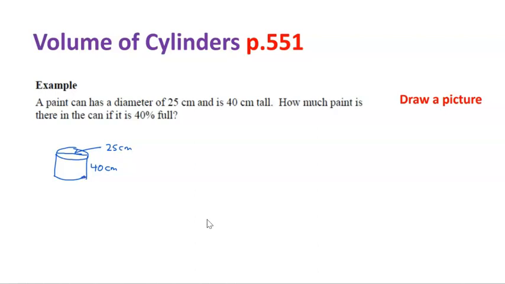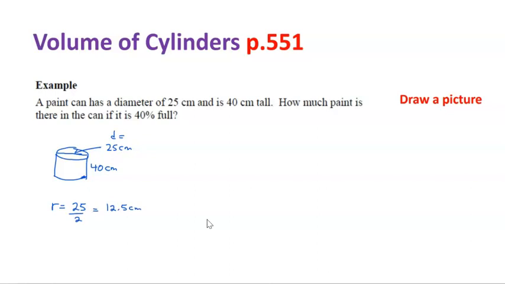What we can do here is determine how much is in there if it's 100% full first, and then we can calculate 40% of that. That would be a good strategy. What we have here is a diameter, and we need the radius. So we're going to cut that diameter in half by taking 25 divided by 2. So our radius is 12.5 centimeters.